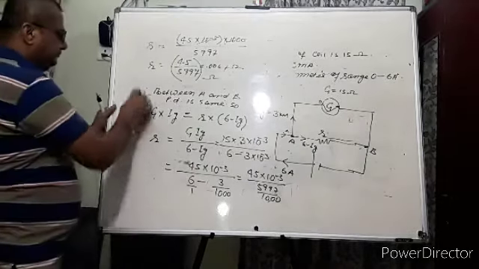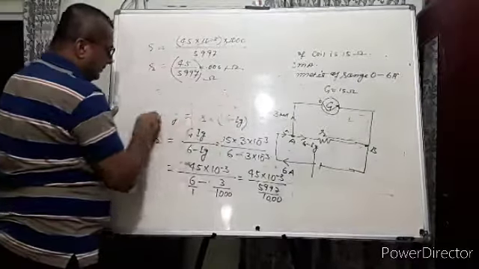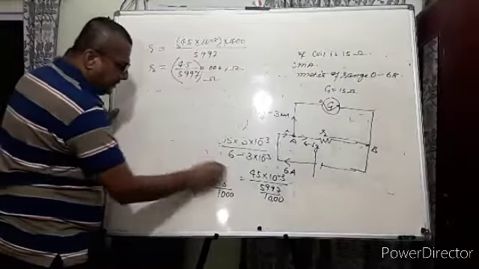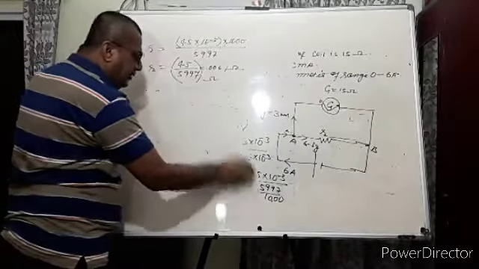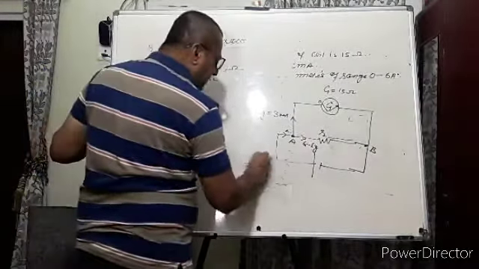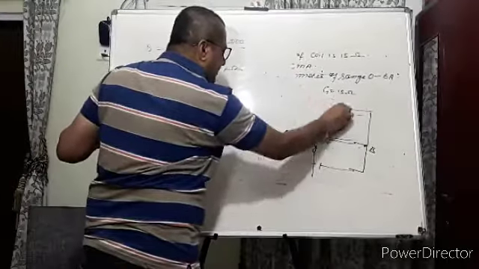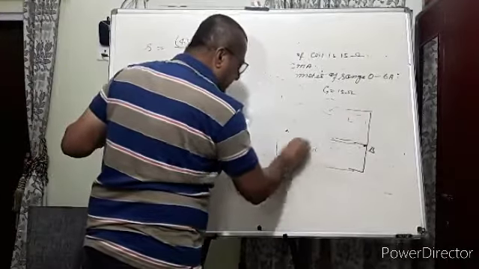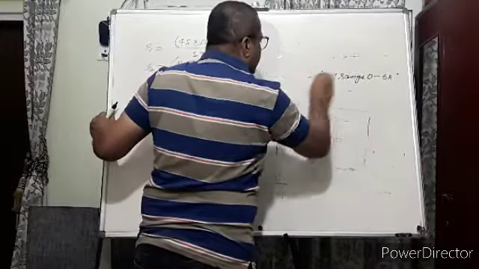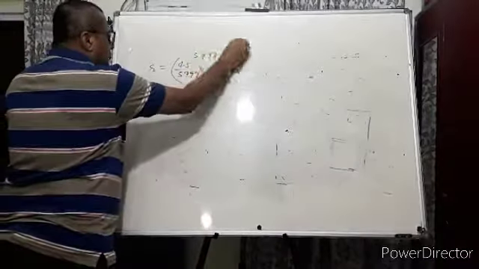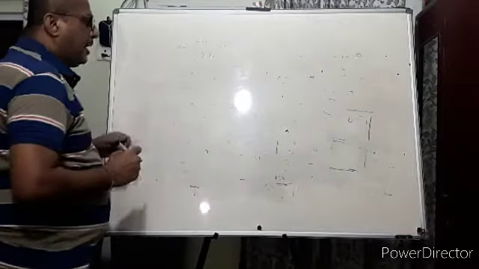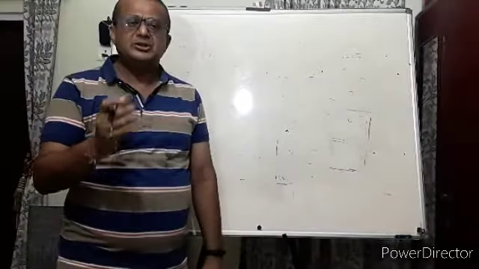Next one. Now the next one is the voltmeter. We can convert any galvanometer into a voltmeter. A voltmeter is a device which can measure potential difference, while an ammeter is a device which can measure current. So we can convert any galvanometer into a voltmeter by connecting a high resistance in series.